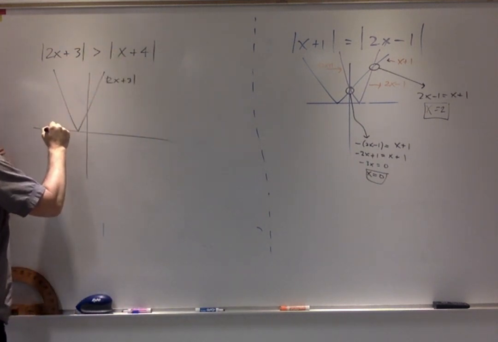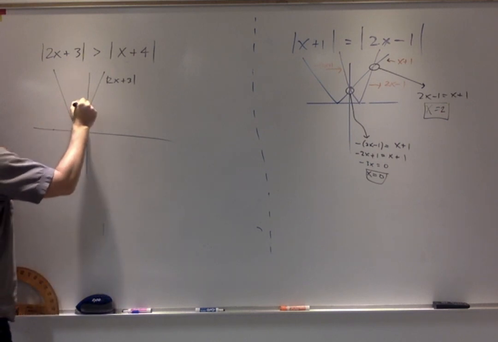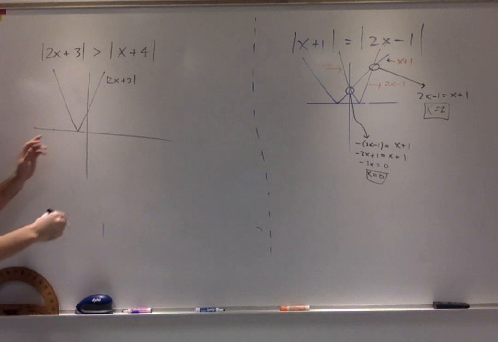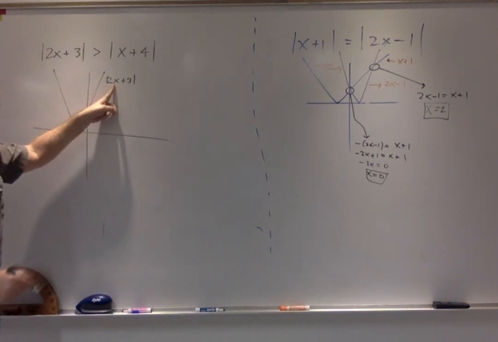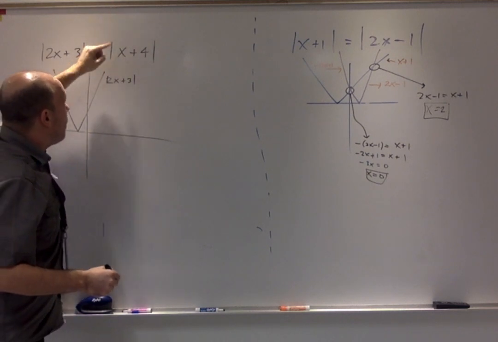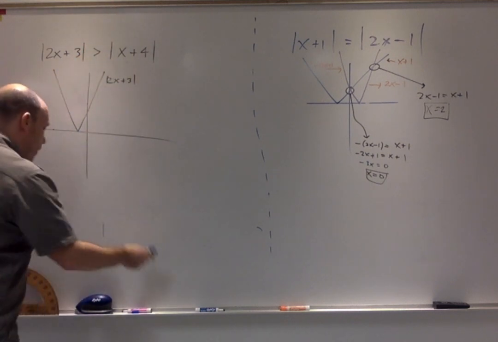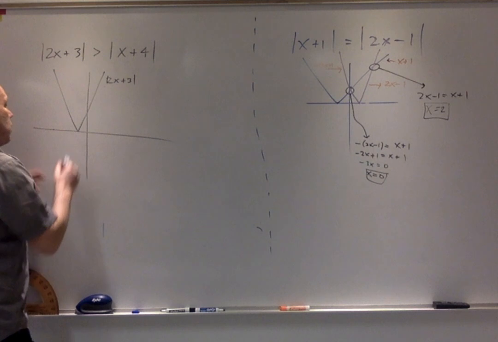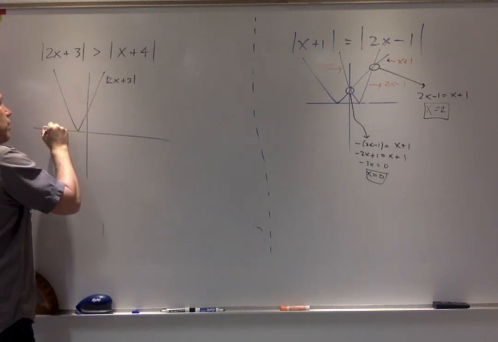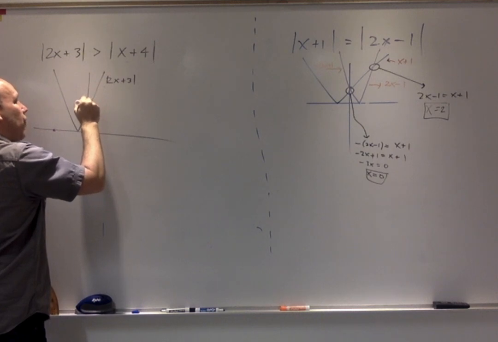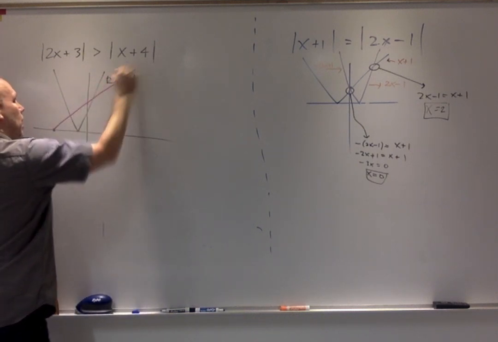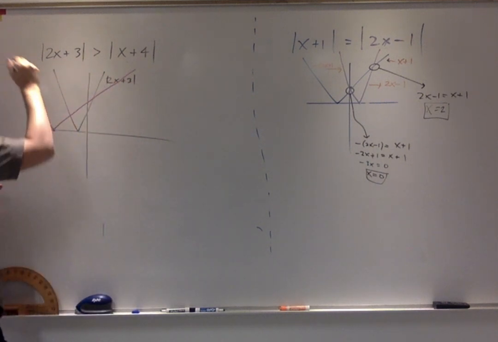So we know it starts here, it goes above, but then because this is 2x plus 3 and the slope is steeper, it's going to eventually get higher than this branch of x plus 4. Let me do this in pink. So this is 0, 4. This is negative 4, 0. This is the graph we have.